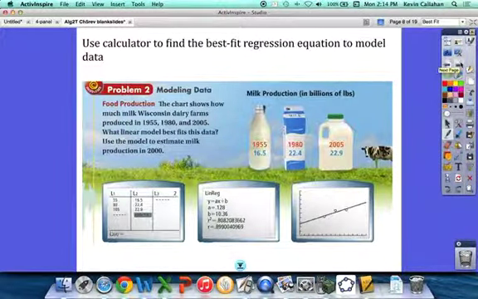Okay, modeling data with the calculator, like we did on the 3rd question. This one comes from the textbook. You know, I used to have a job working on dairy farms, so I had to show this.